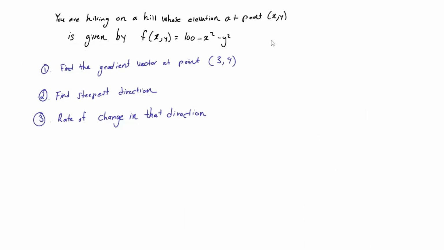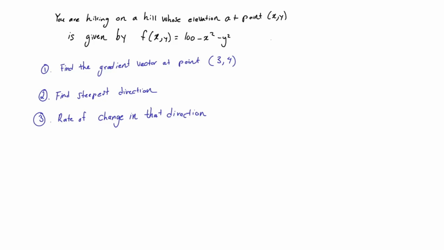Alright, so here we have a word problem involving partial derivatives and the gradient vector. The question states you are hiking on a hill whose elevation at point (x, y) is given by a function f(x, y) = 100 - x² - y². So the question asks us three things. Number one, find the gradient vector at point (3, 4). Number two, find the steepest direction. And number three, the rate of change in that direction.